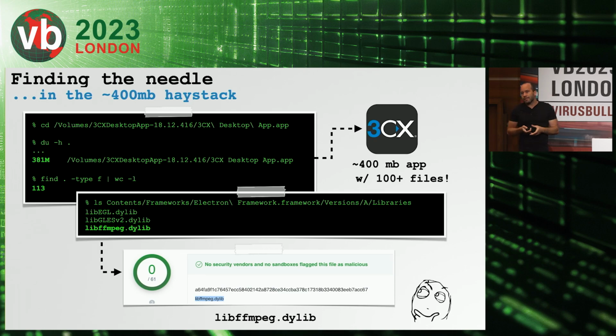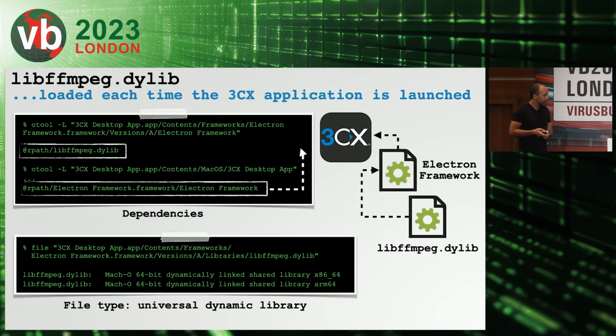Well, I eventually came across an interesting dynamic library called libffmpeg.dylib that at the time was not flagged by any of the engines on VirusTotal for having any malicious content. But if we look at it, we notice a few things. First, it's always going to be loaded every time the 3CX macOS application is run. This is just because it's a dynamic library that has dependencies on other dynamic libraries which have dependence on the main application. So the main takeaway is every time the user runs the app, this dynamic library will be loaded.